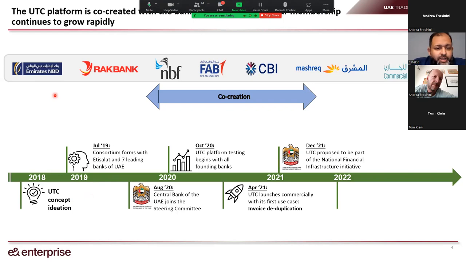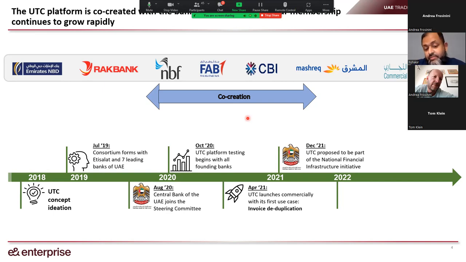These are all household names in the region, from First Abu Dhabi Bank to Emirates NBD to RAKBANK, National Bank of Fujairah, CBI, Mashreq, and Commercial Bank of Dubai. So what we did was create a consortium that said we need to co-create, we need to work together to solve this industry-wide problem.